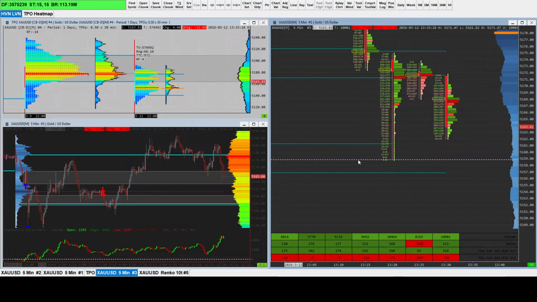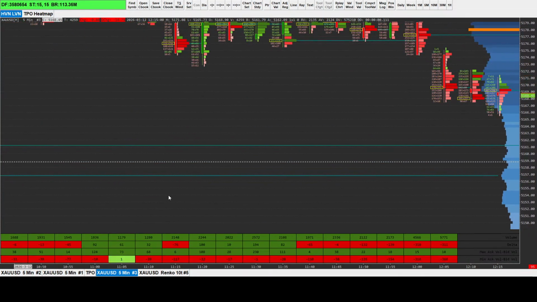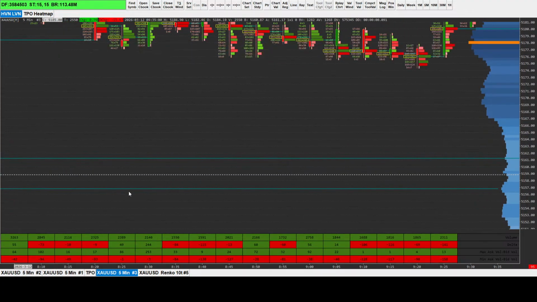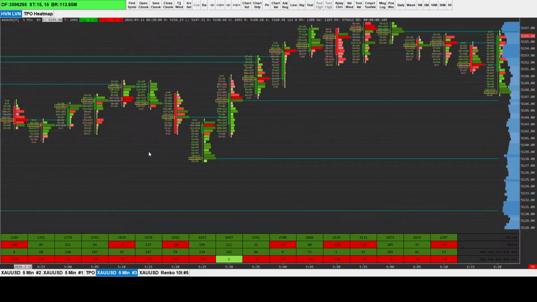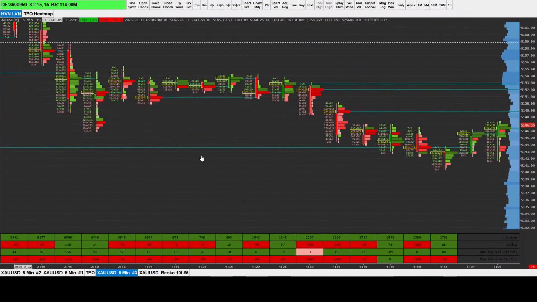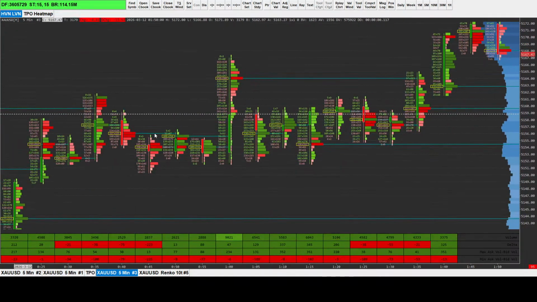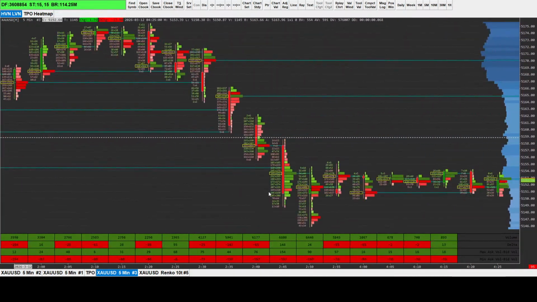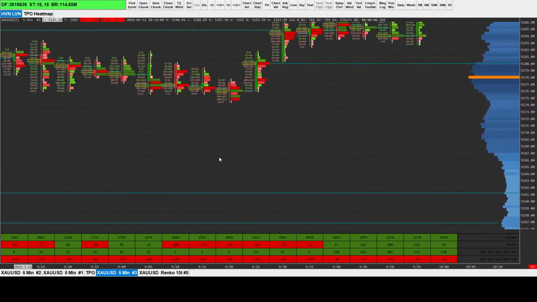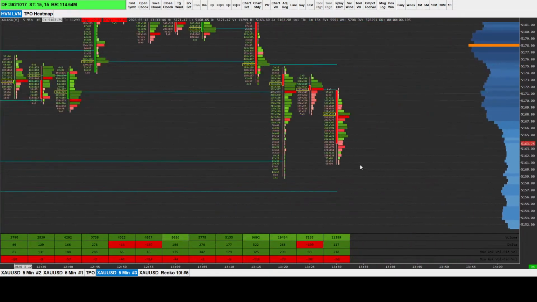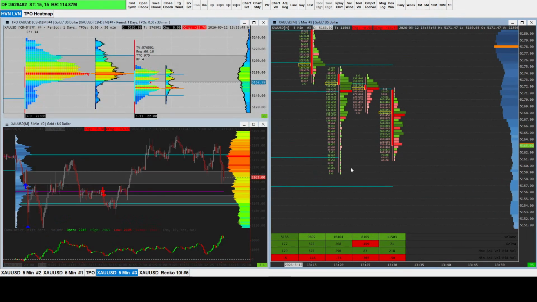I don't know what this line was for that I drew, but my god, it hit it right to the T and went. I wanna find out why I drew that. I don't know why I drew it. Whatever, take it off. It's a distraction. Probably I wanted to enter from a specific price or something like that.